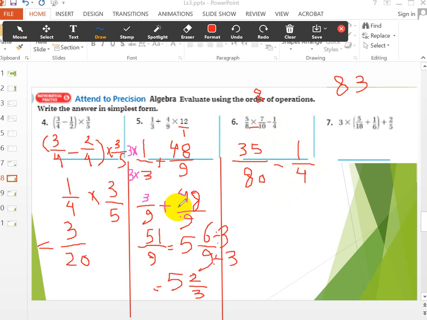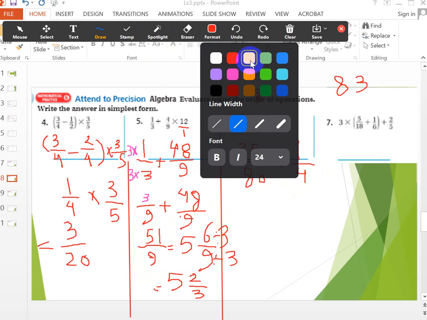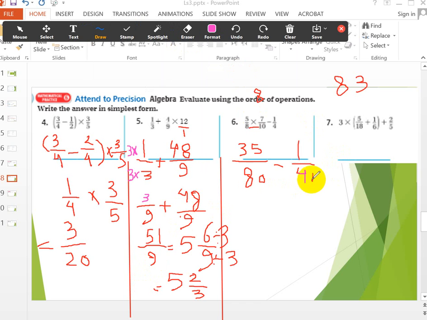If I want to make 4 into 80, can I make 4 into 80? Yes, I can. If you multiply 4 with 20, thank you, Lena, it will be 80. Let's multiply 4 with 20. I will multiply this denominator and also numerator with the same number.